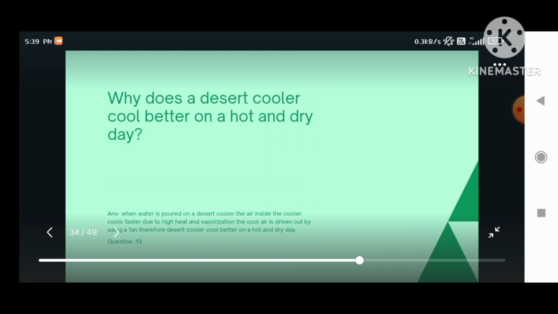Why does a desert cooler cool better on a hot and dry day? When water is poured on a desert cooler, the air inside the cooler cools faster due to high heat of vaporization. The cool air is driven out by using a fan. Therefore, a desert cooler cools better on a hot and dry day.